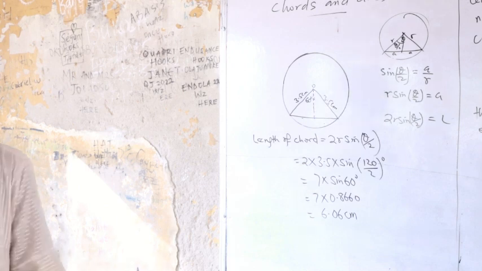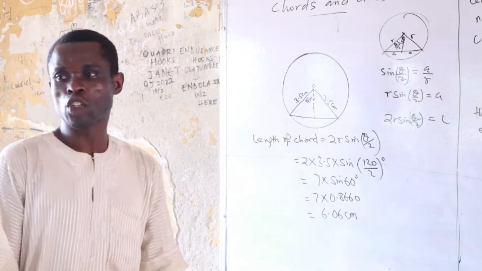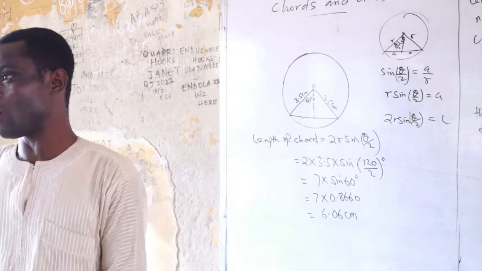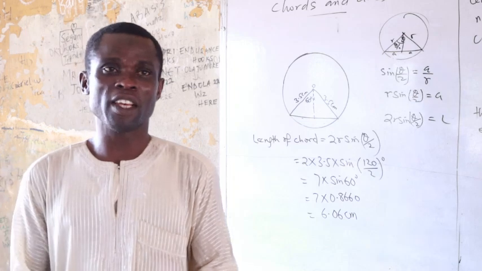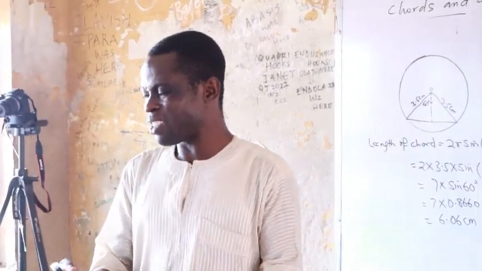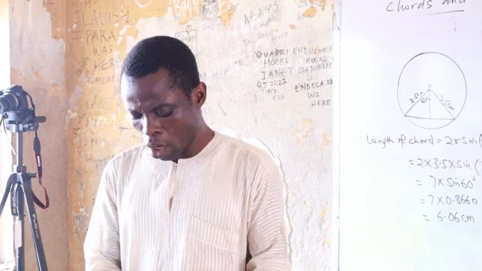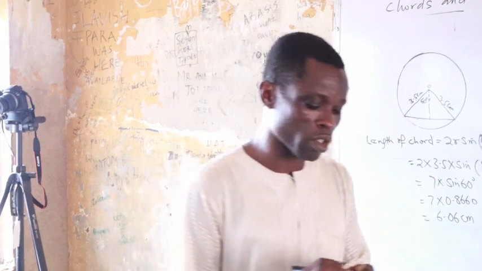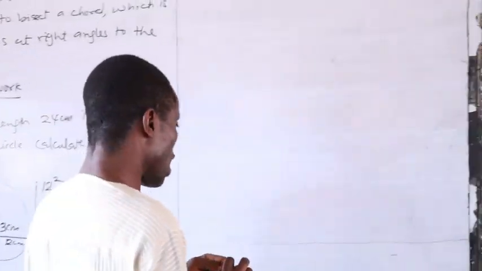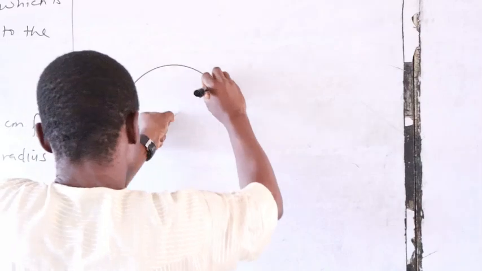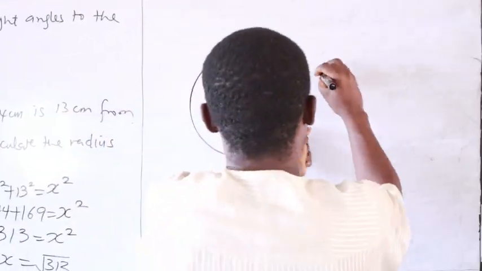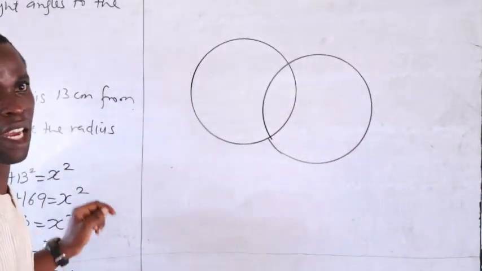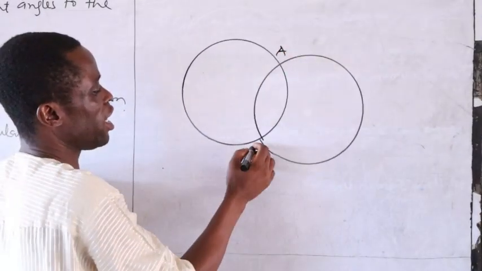Now look at this question. There's not much in this one because if you really understand the first aspect of this topic, you won't have problems in this one. So what we just have here is two circles that intersect. So you must also draw the diagram because if you don't draw the diagram, you'll not be able to solve the question. This is the first one, and this is the second one. The two circles now intersect at A and B.